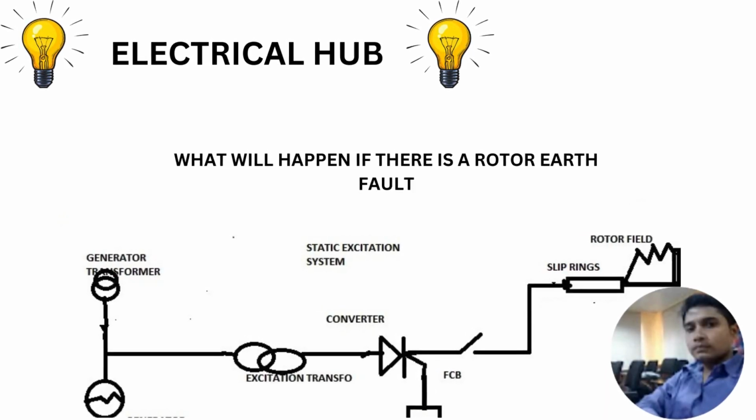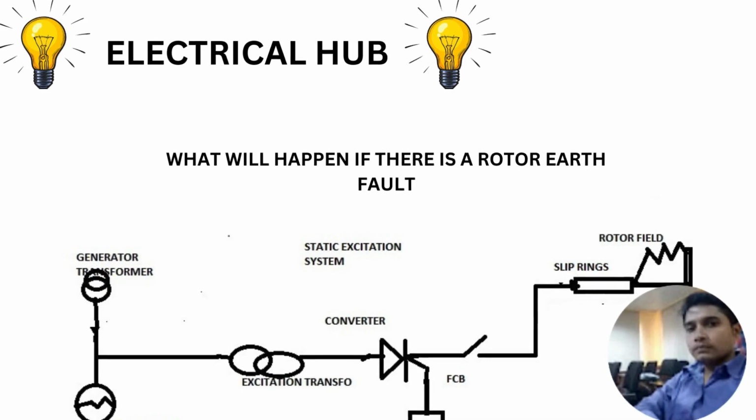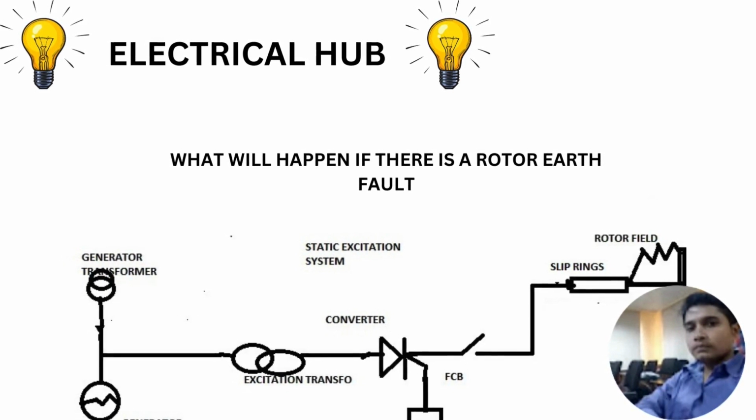What will happen if there is a rotor earth fault? There can be two cases. First, if there is any fault in the DC bus, then the current will follow the shortest path and go to the ground through the brushes. So the current will not reach the rotor field, it will not create a magnetic field, and the equipment will trip.